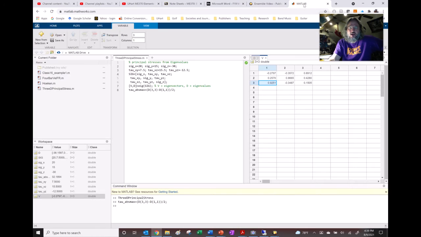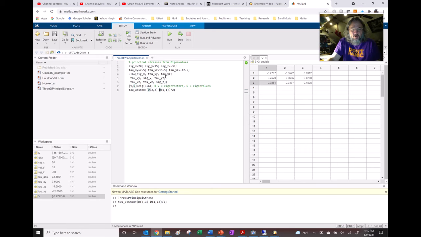We could, I think, class 4 bar Hoeken 3 principal stresses plus 16. No, let me try this right here for this. All right, so I'm going to have sigma x is going to be negative 13.1.